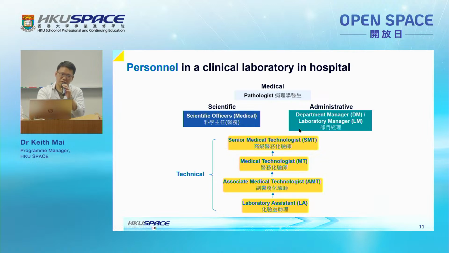Alternatively, if the medical technologist wants to pursue more of a research role, then there are scientific officer positions. These will conduct more research with the pathologists. And finally, we have the pathologist, who is in charge of the overall team at maybe a department of pathology in the hospital. And overall, the pathologist is the one in charge of the whole lab.